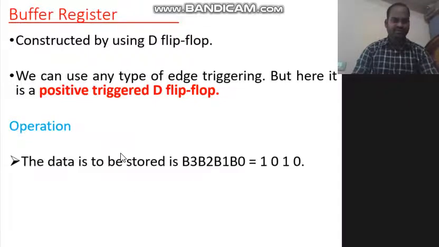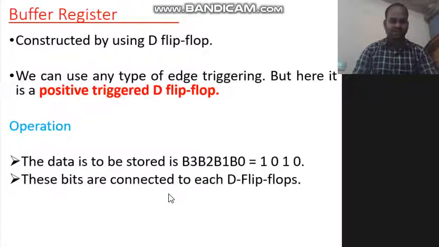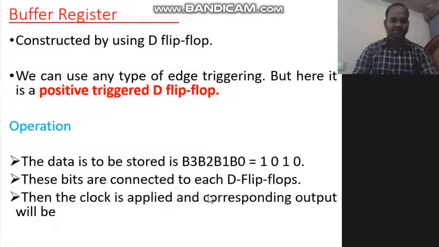Operation of buffer register. The data to be stored is B3, B2, B1, B0 equal to 1010 initially. That means one D flip-flop for B0, one for B1, B2, B3. These are all 4 D flip-flops. In these 4 D flip-flops, the 4-bit data 1010 is stored initially. These bits are connected to the D flip-flops.